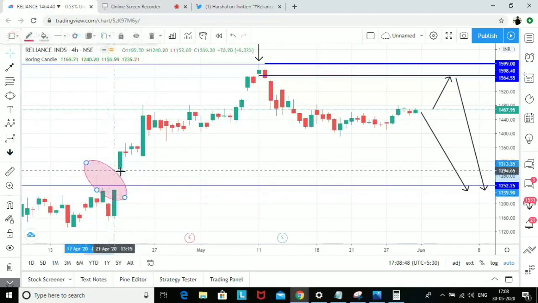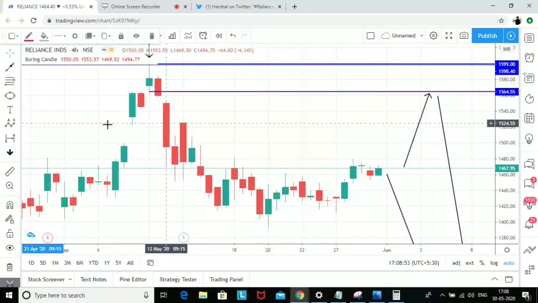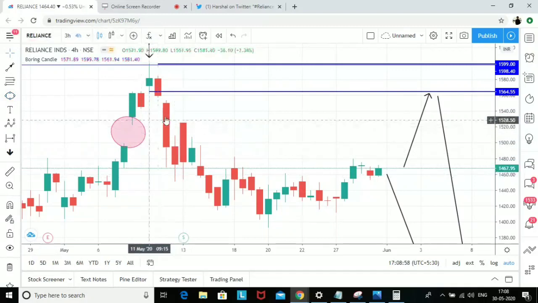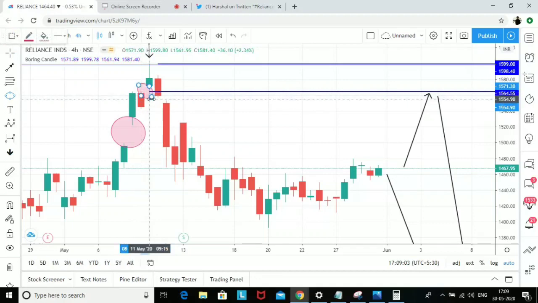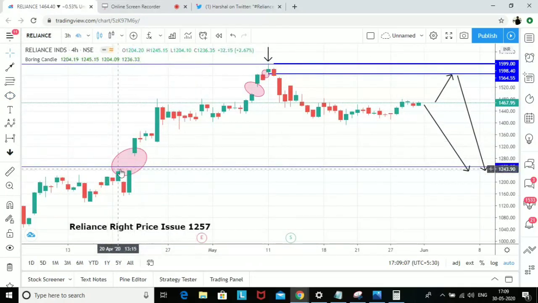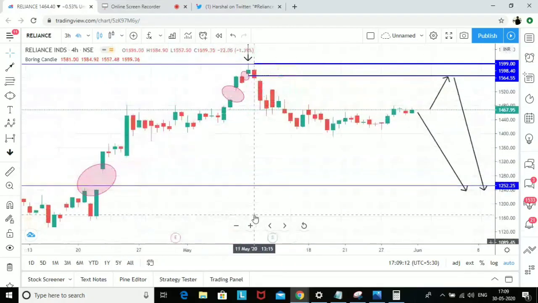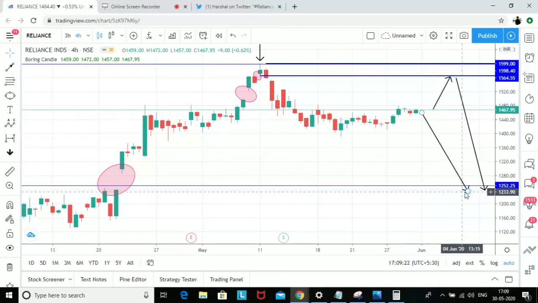And considering that gaps are always filled, if you see, there was a very huge gap, and it was filled immediately the very next day. There was this gap which was filled, right? So the one which is pending is again coinciding with the Reliance rights issue price, which was 1257. So if you want to initiate a long, you should wait for the confirmation: either let it first close above 1600, or let it come down to this level.